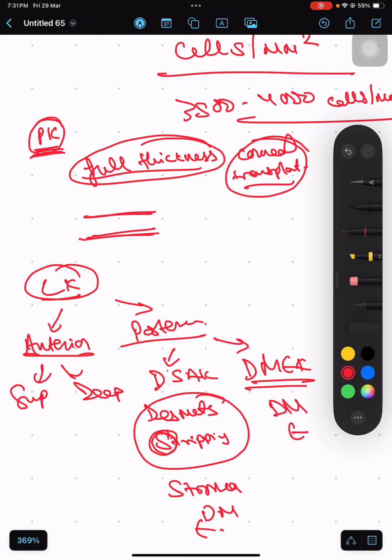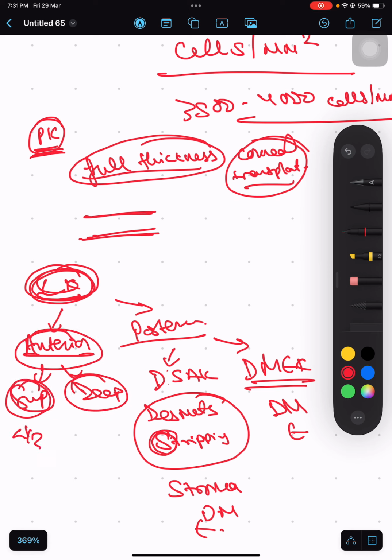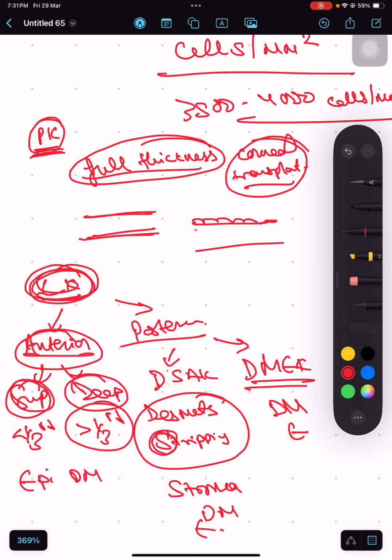We are not taking the stroma. In lamellar keratoplasty, anterior, superficial and deep: in superficial we take less than 1/3 of the stroma. In deep we take more than 1/3 of the stroma, along with the epithelium and the Descemet's membrane. So you have this epithelium, and then what you see here is actually the Descemet's membrane, then you have the stroma.